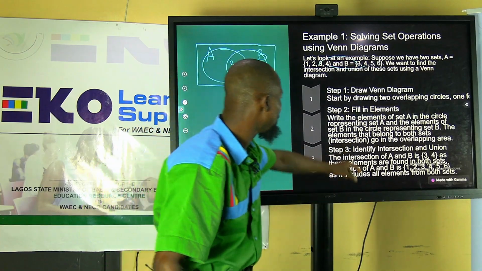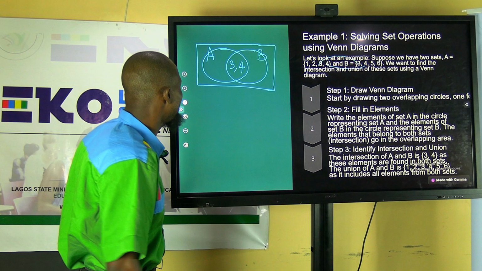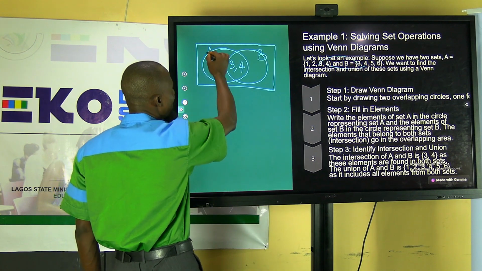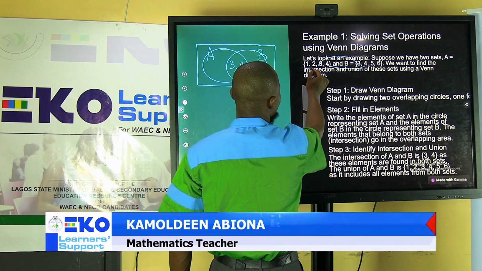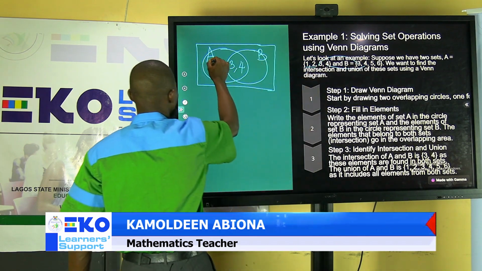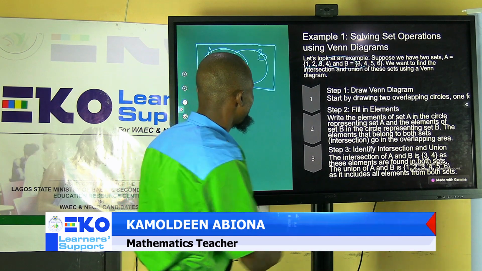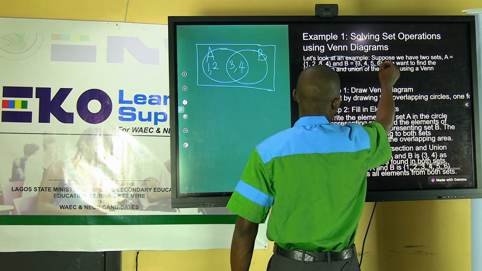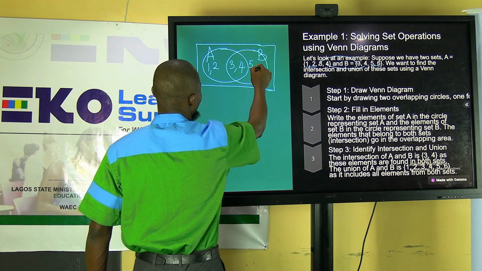Then the next thing is what? Identify the intersection, which you have done, and then look at those elements left. Now pick circle A. What are the elements in A that are not in the intersection? So we have 1 and 2 left. So this is 1, 2. The same thing for B. We have 5 and 6.